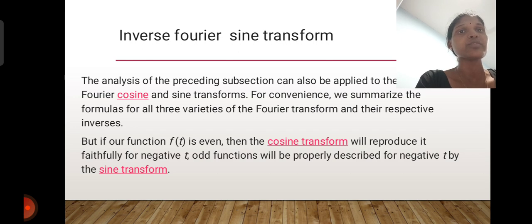Inverse Fourier sine transformation. Next we are studying this. In this sine transformation, the analysis of the preceding subsection can also be applied to the Fourier cosine and sine transforms, giving formulas for all three varieties of the Fourier transform and their respective inverses. If our function f of t is even, then the cosine transform will reproduce it faithfully for negative t, whereas an odd function will be properly described on negative t by this sine transform. In this sine transform, t has negative values.